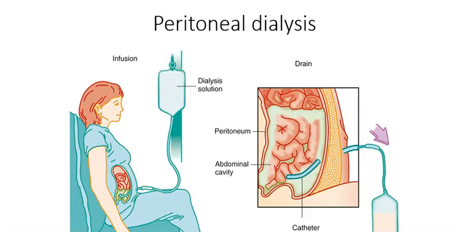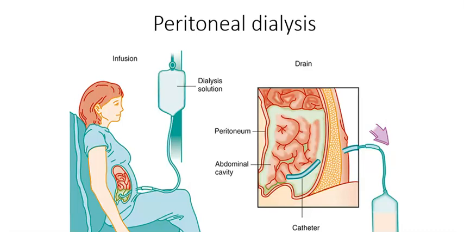PD, or peritoneal dialysis, is the instillation of hypertonic dialysate solution into the peritoneal cavity with dwell times, and then it drains back out all of the waste products. The peritoneum serves as the filtration membrane. The client should have intact peritoneal membranes without adhesions or infections. If they've had multiple abdominal surgeries, they will probably not be a good candidate.